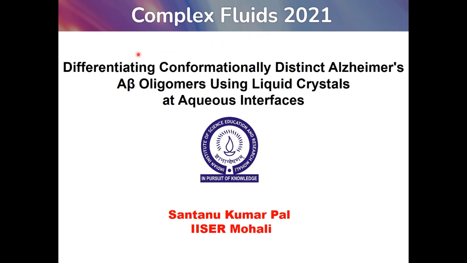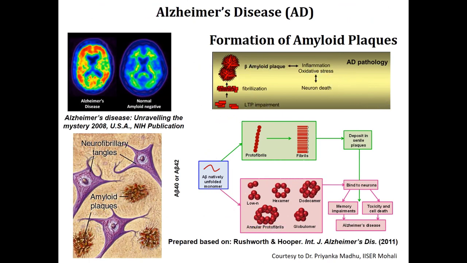The title of my presentation today is Differentiating Conformationally Distinct Alzheimer's A-beta oligomers using liquid crystals at aqueous interfaces. As you all know, Alzheimer's disease is often characterized by fibrillar deposits of A-beta peptides, as you can see in a brain MRI scan. The fibrillation of A-beta leads to beta amyloid plaque formation, which induces oxidative stress and ultimately neuron death.